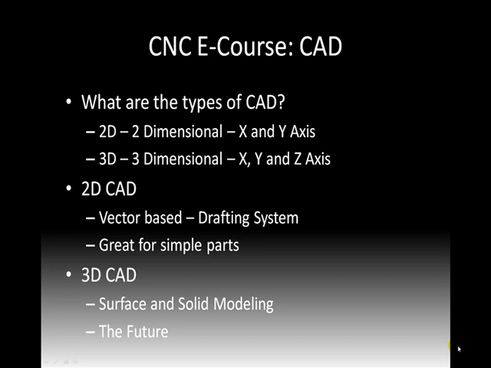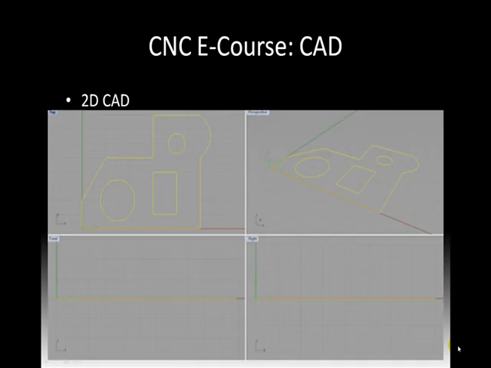Now 3D CAD, it's really the future, and you're getting into surface modeling and solid modeling, and you're describing that part in all of its detail. 2D CAD, maybe it's just a different view that you're describing. But 3D CAD, you're able to spin the part around, spin the assembly around, look at all the different angles of it. Here's a shot of 2D CAD.